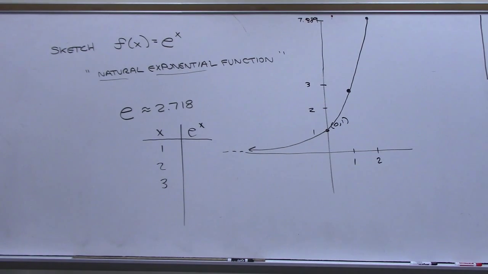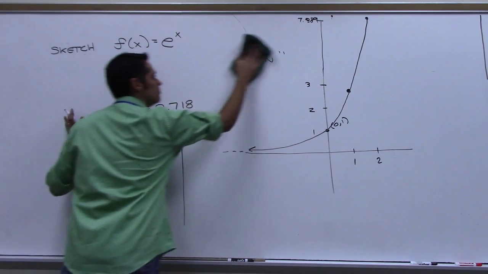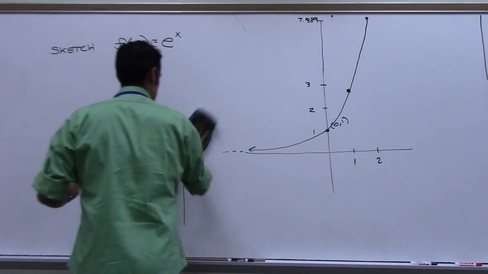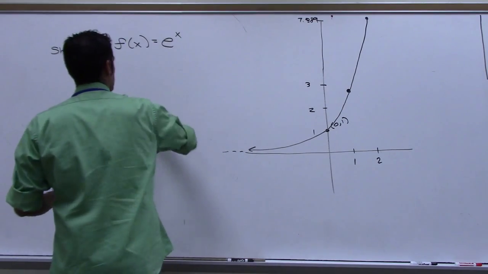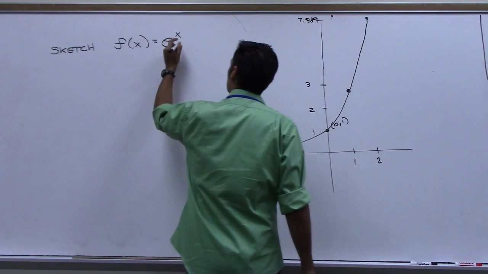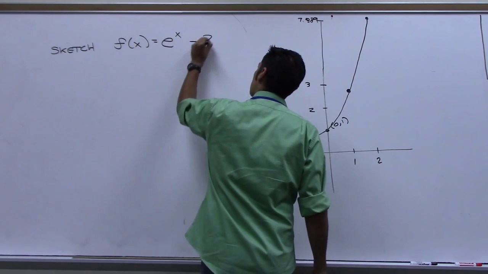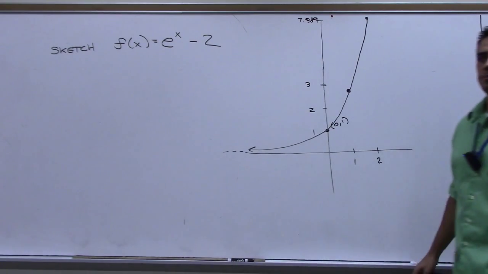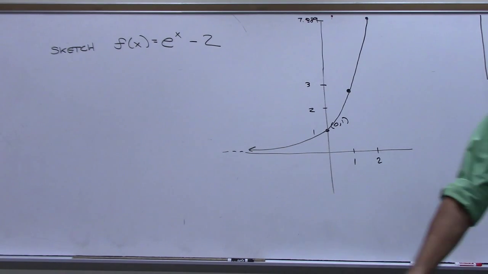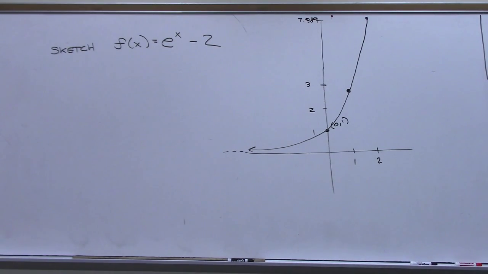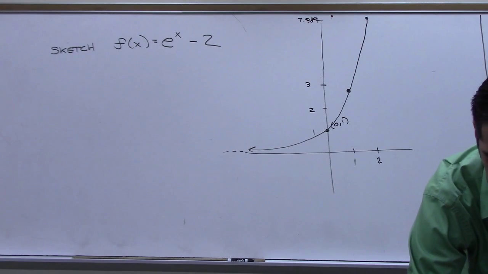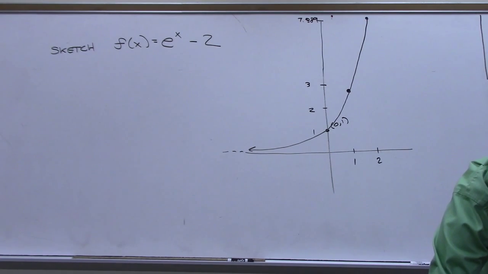Now, I'm going to change the problem a little bit. So new problem. I'm going to leave that graph up there on purpose. I would like us to do e to the x minus 2. What is that going to do? What does subtracting 2 do to the graph? Moves it down 2.